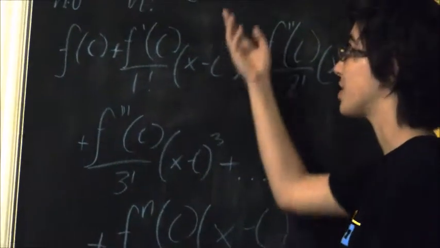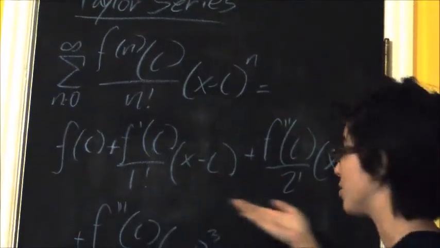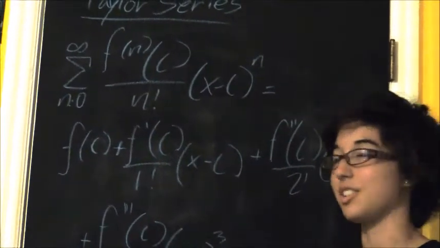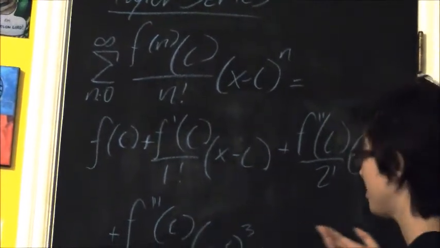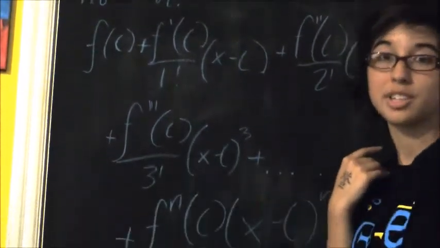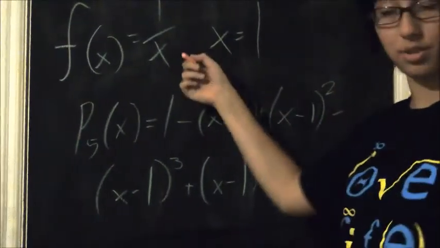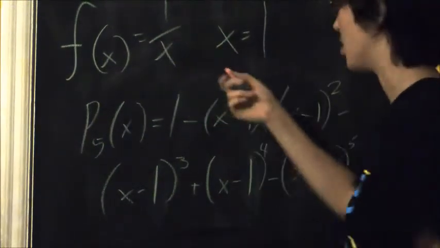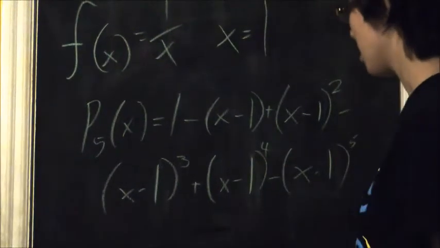Alright, this is the formation of a Taylor series. As you can tell, it is in the same format as a Taylor polynomial. So let's use it with a Taylor polynomial. We're going to use the series I found already, f of x equals 1 over x, about x equals 1. And we're going to use that to make a Taylor series.